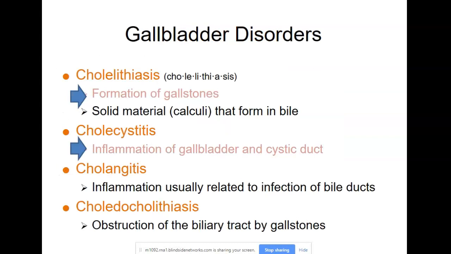So, kind of leaving the stomach now, we're moving further south, or further inferior, if you will. So, gallstones. I don't know if any of you have ever had gallstones. I have, and they are terrible.